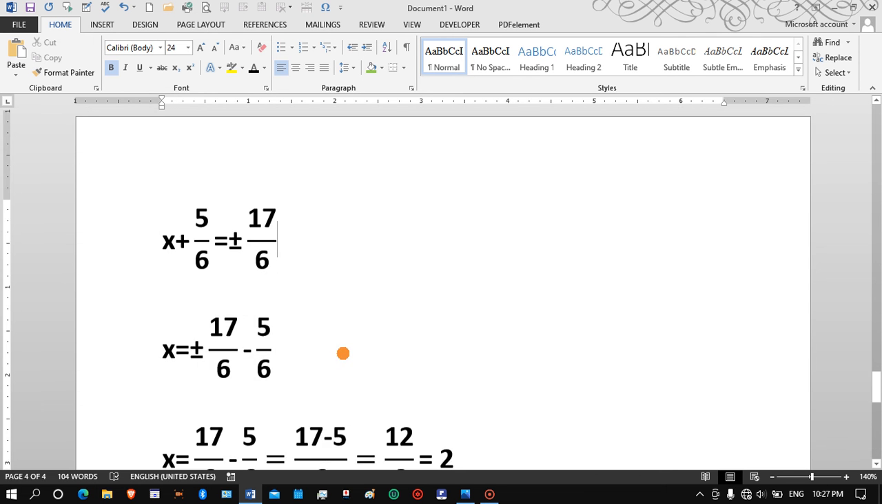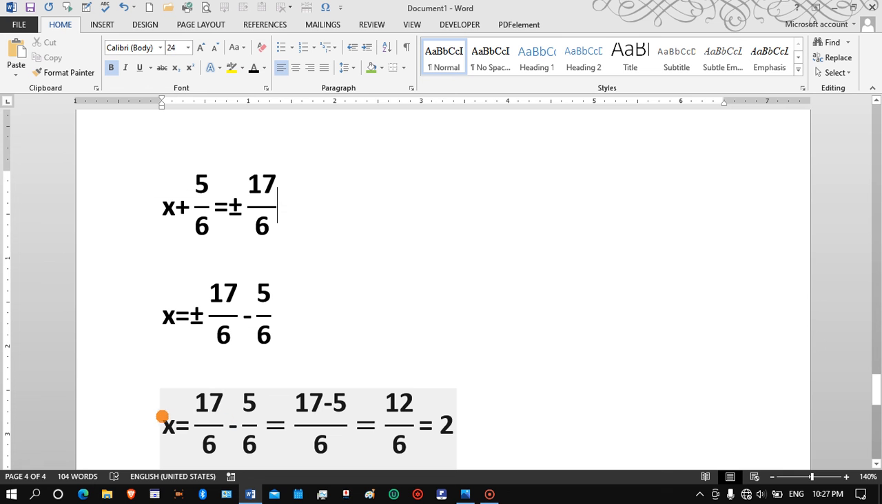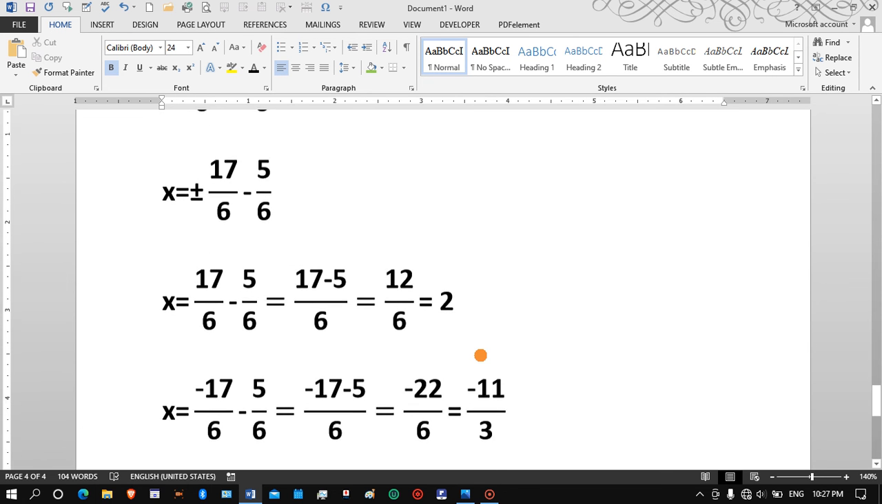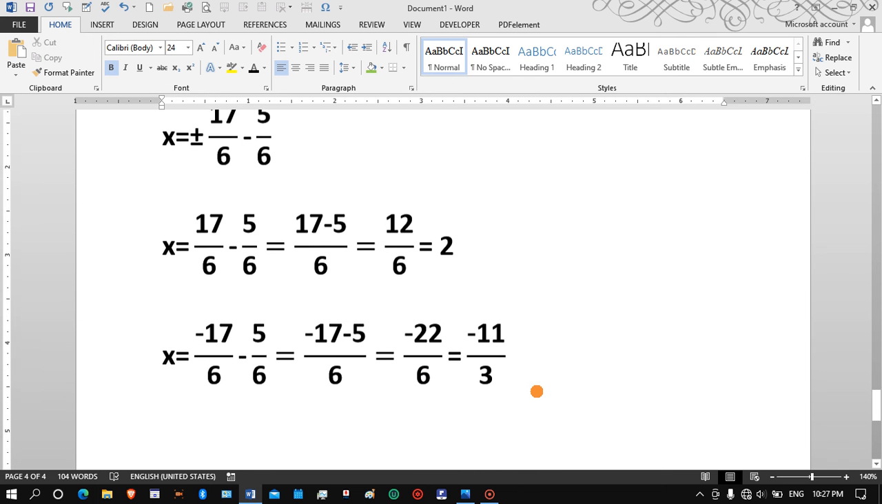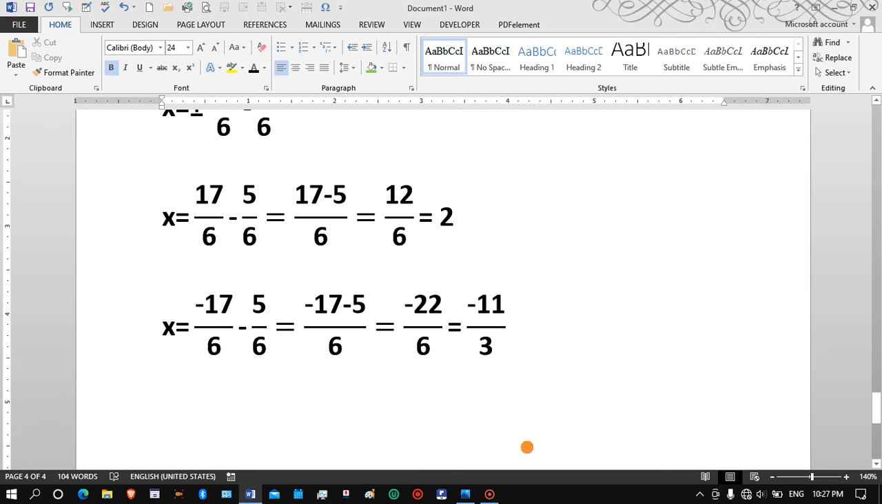So let us solve the plus first. So x is 17 over 6 minus 5 over 6, you remember if this one is subtracted on both sides it comes negative. 17 over 6 minus 5 over 6, you get 12 over 6, which is 2. The next value of x is negative 17 over 6 minus 5 over 6, you get negative 22 over 6, which is equivalent to negative 11 over 3. Yes, so that is how you go about it.